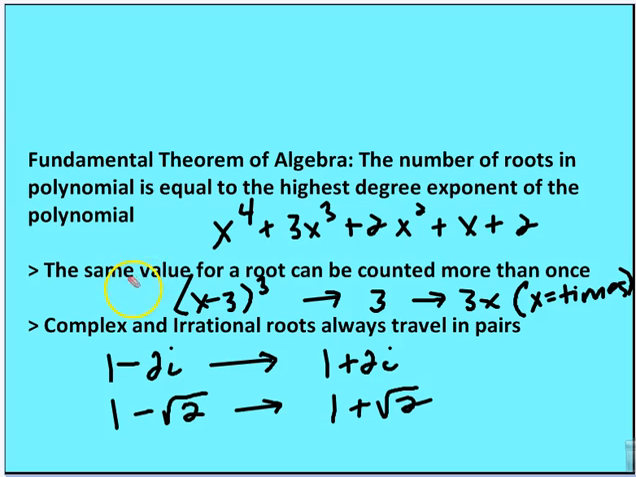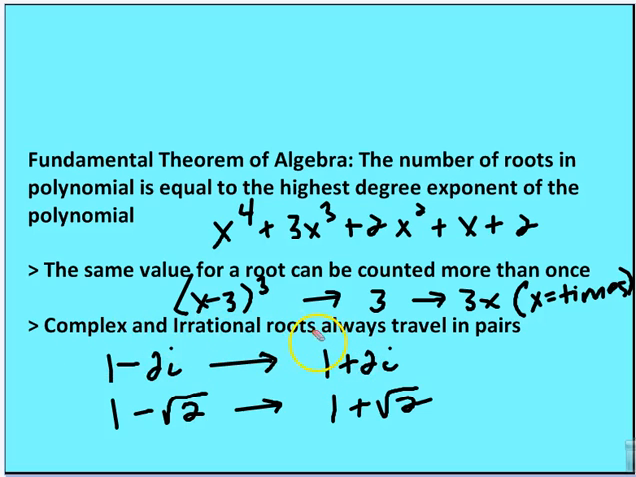We also have said that the same value for a root can be counted more than once. So if I have (x minus 3) cubed, then I have x equal to 3 as a root, and it's counted 3 times. And then today we're going to talk about the complex conjugates theorem and the irrational conjugates theorem as it relates to polynomials.